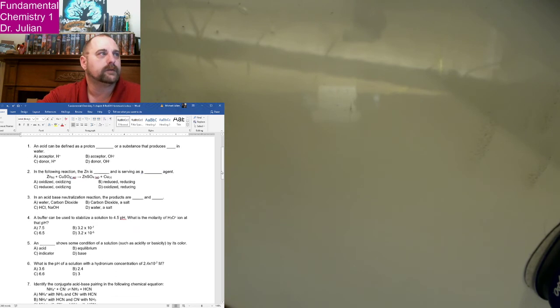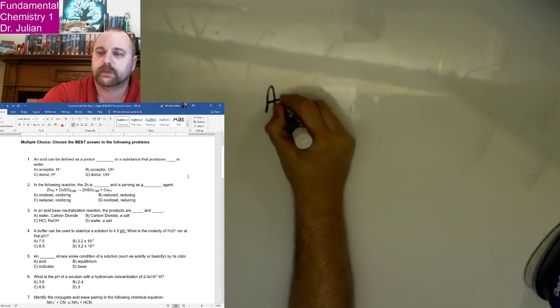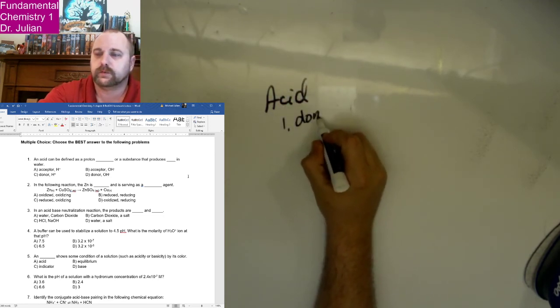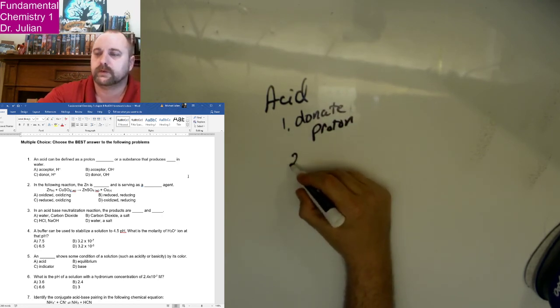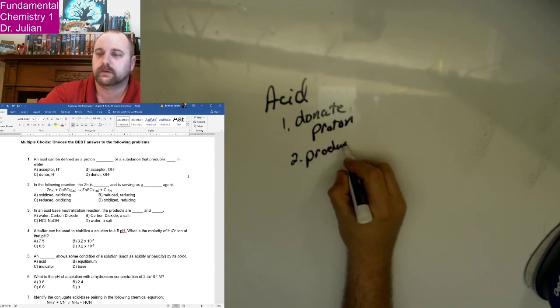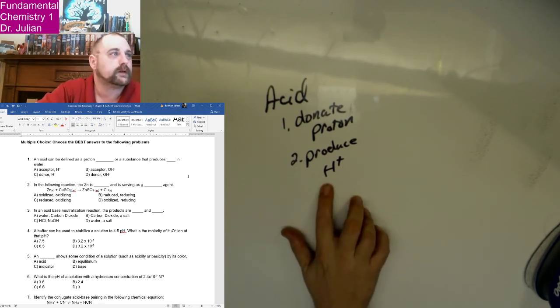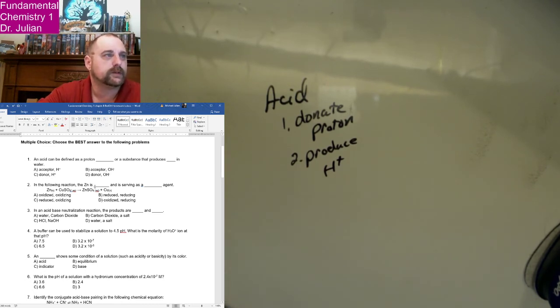All right, 8. Proton, oh man. So I'm going to come up here and make some notes. Acid: it needs to donate a proton and produce H plus in water. A base needs to accept a proton and produce hydroxide. All right, so acid is a proton donor and it produces H plus. That's C.